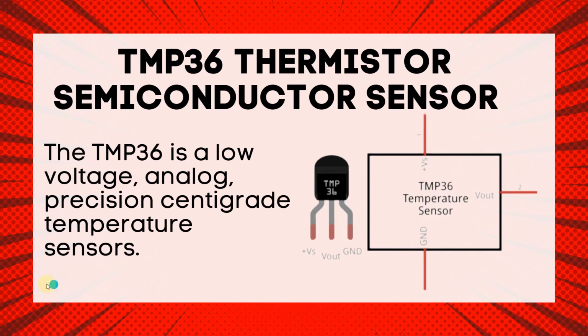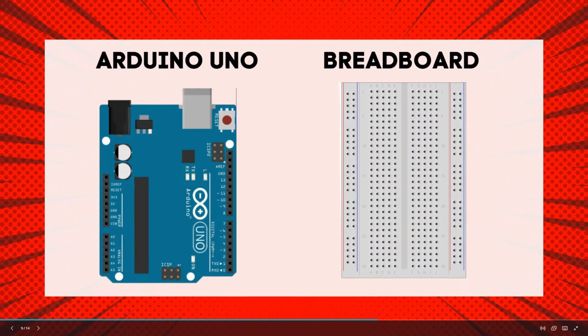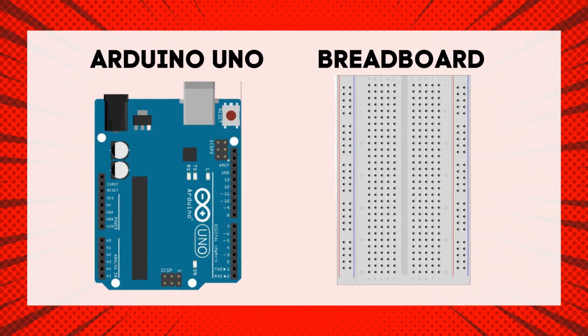So the materials that we need are, of course, the TMP36, also an Arduino Uno, and one breadboard.